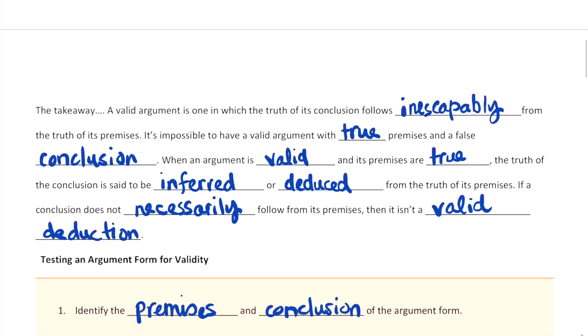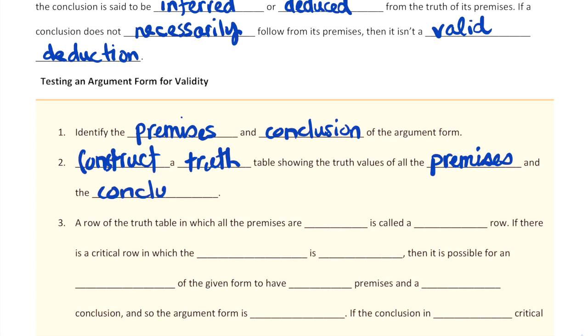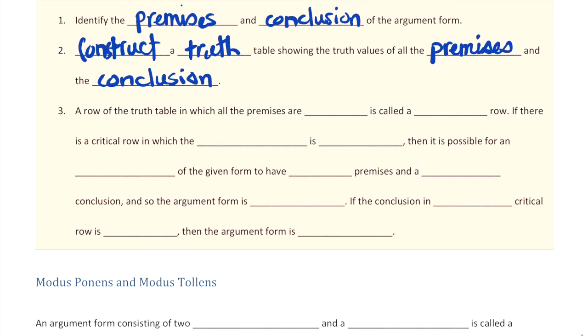All right, and then what did we do next? We constructed a truth table, right? Showing the truth values of all the premises and the conclusion. Now, a row of the truth table in which all the premises are true, what did I call that? Do you remember? It's called a critical row.